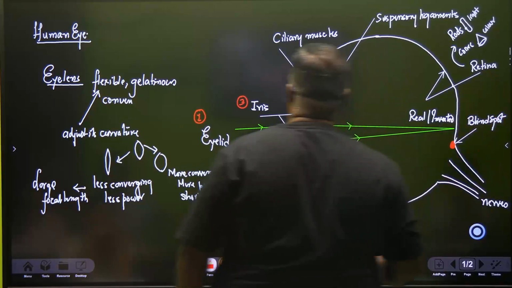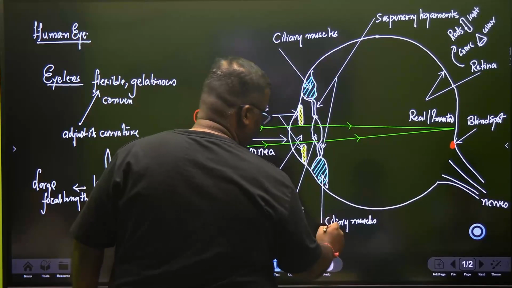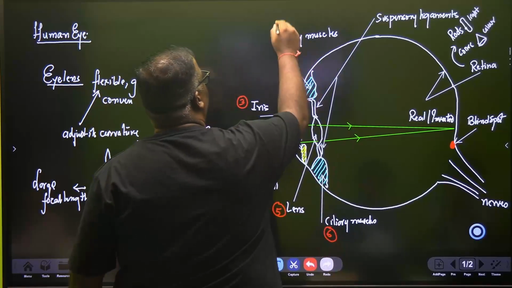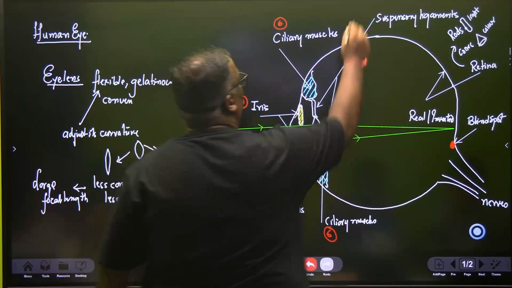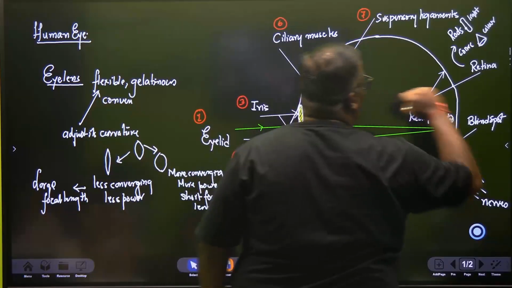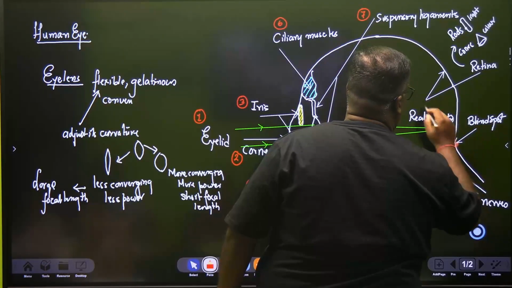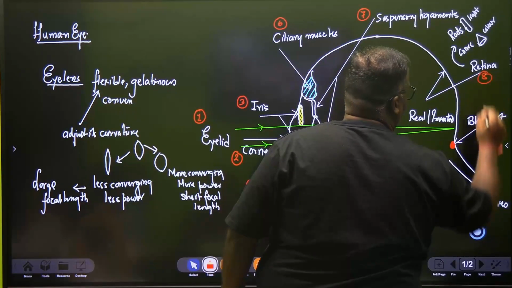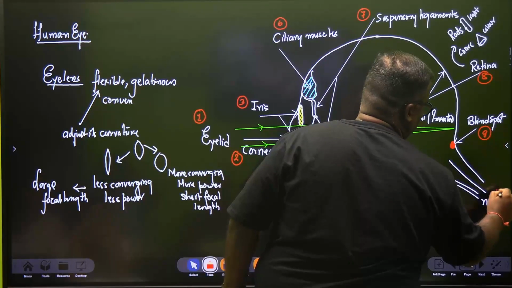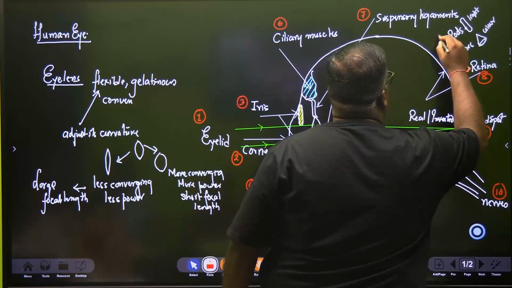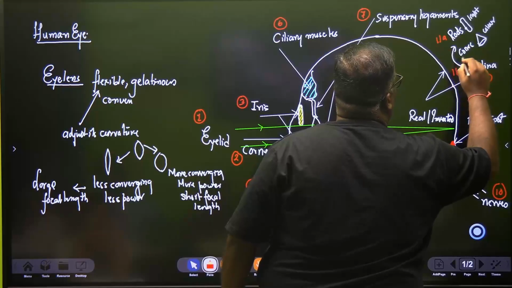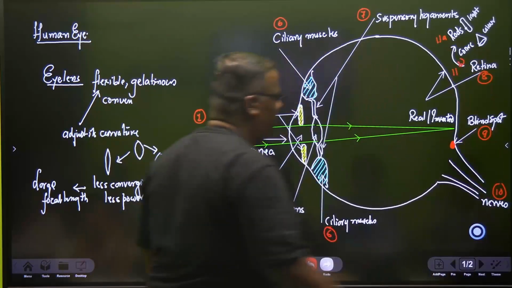अभी बोलो, ciliary muscles में कितना? Lens 5. Ciliary muscles will get 6. Then suspensory ligaments gets 7. Then retina gets 8. Blind spot gets 9. This gets 10. And then this will be 11A and 11B. Clear?